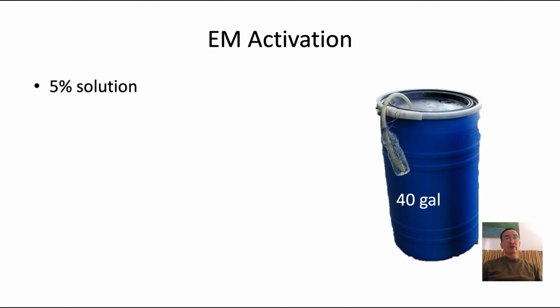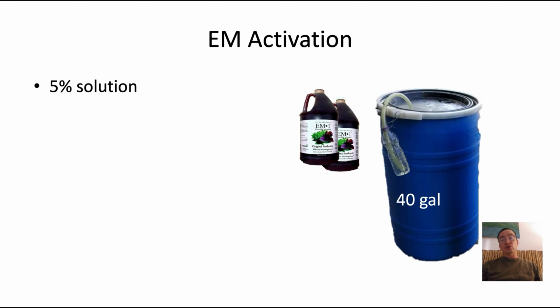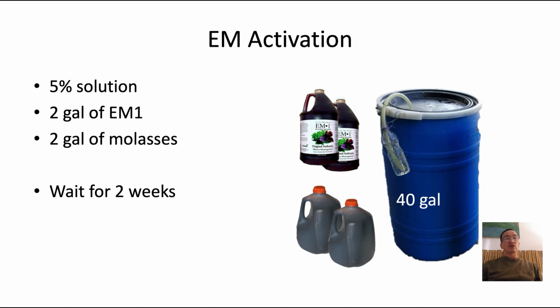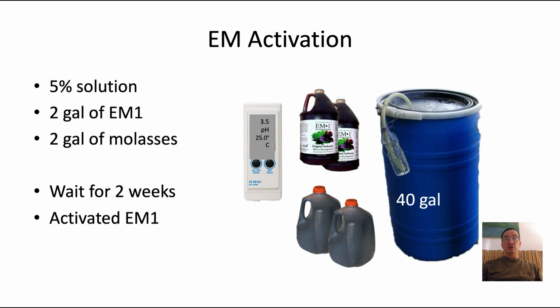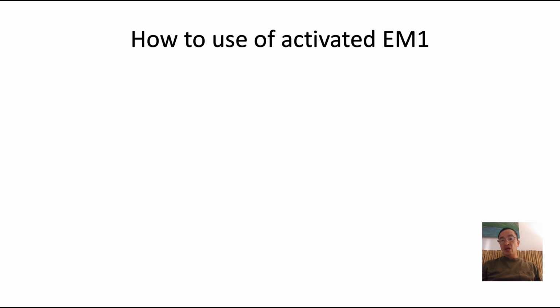Okay, so for a 5% solution in 40 gallons, for example, you will need 2 gallons of EM and 2 gallons of molasses, and you need to wait about 2 weeks to get the activated EM, which is going to be at a pH of 3.5.